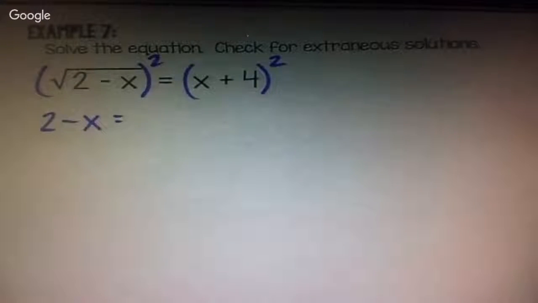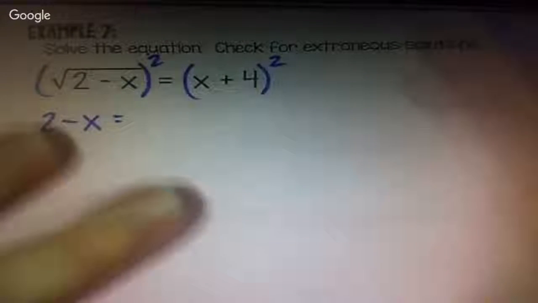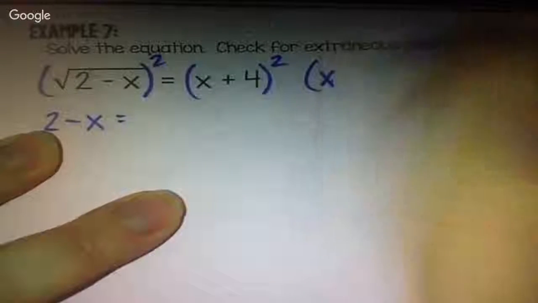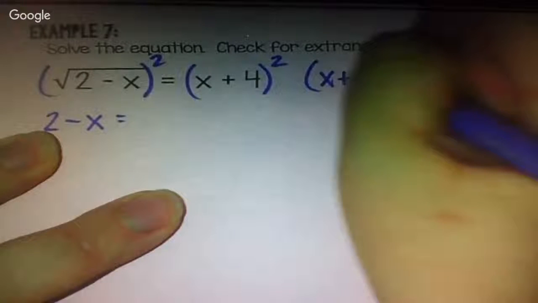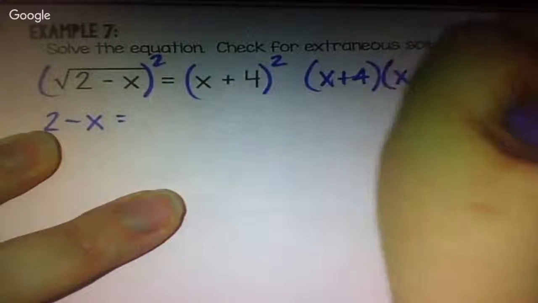X squared plus 16. You have to put that in parentheses. Remember what squaring something means. It'd be x plus 4 squared, which means that I take x plus 4 and I multiply it by x plus 4.